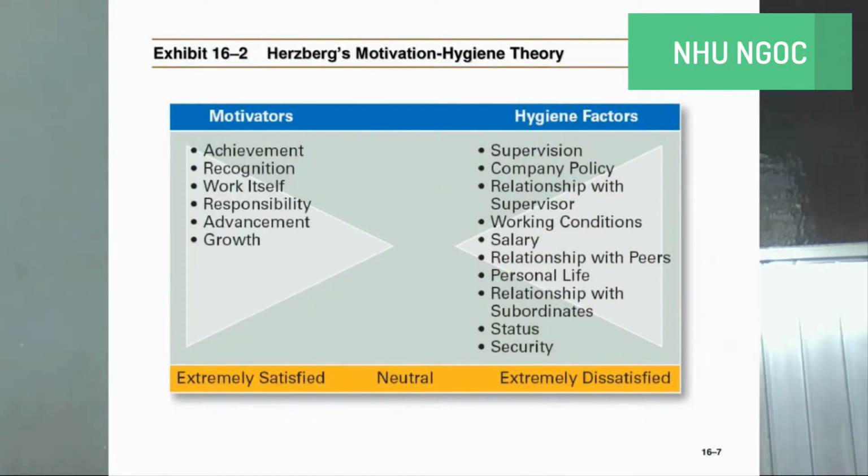Herzberg's two-factor theory is the motivation theory that claims that intrinsic factors are related to job satisfaction and motivation, whereas extrinsic factors are associated with job dissatisfaction. Herzberg wanted to know when people feel exceptionally good, satisfied, or bad, dissatisfied about their jobs. These findings are shown in Exhibit 16.2.